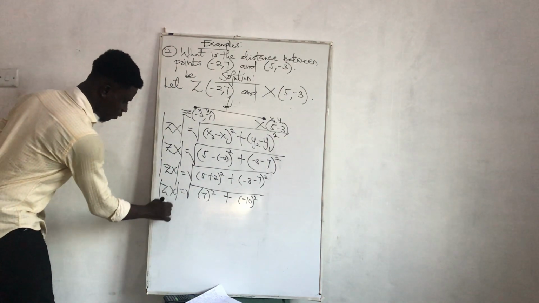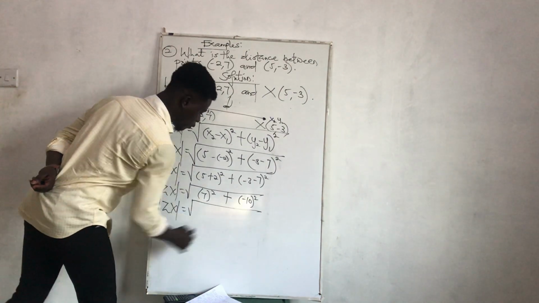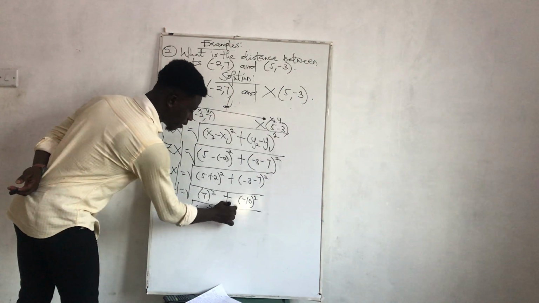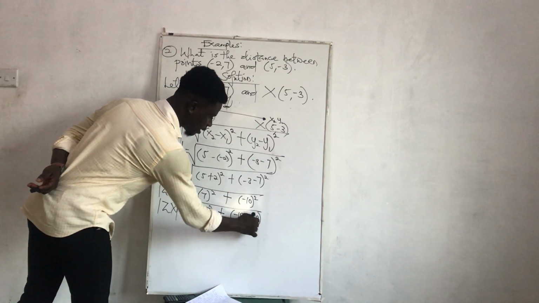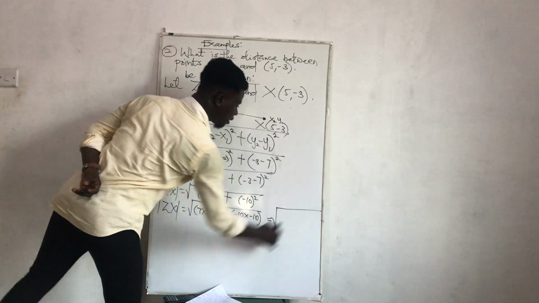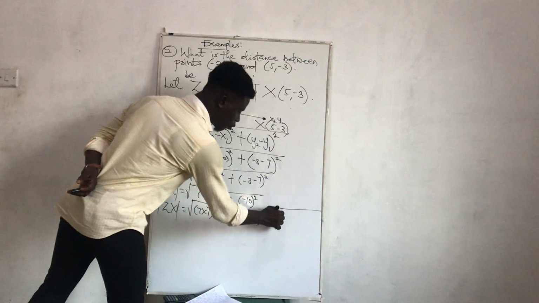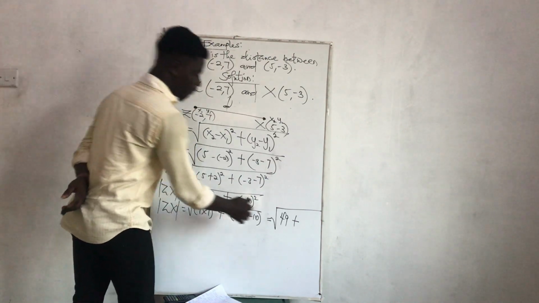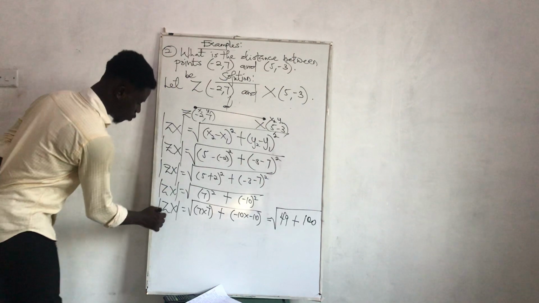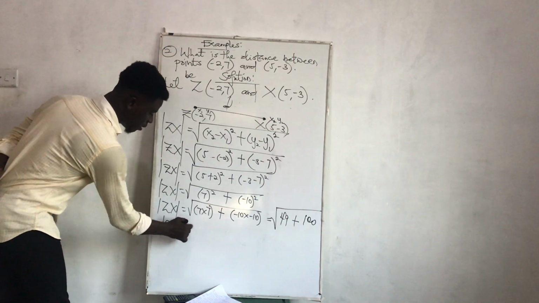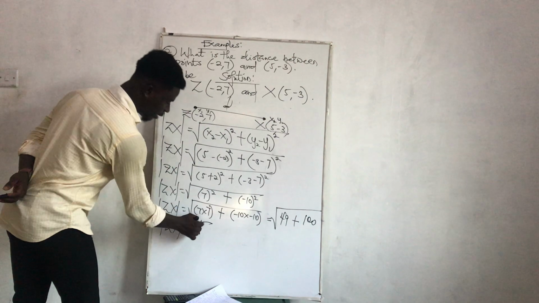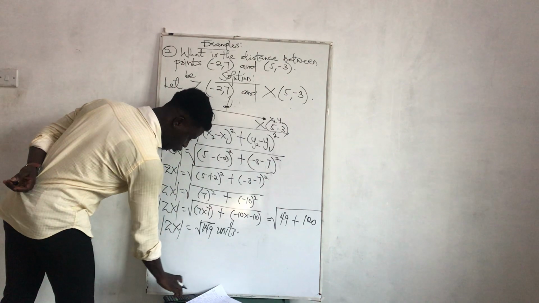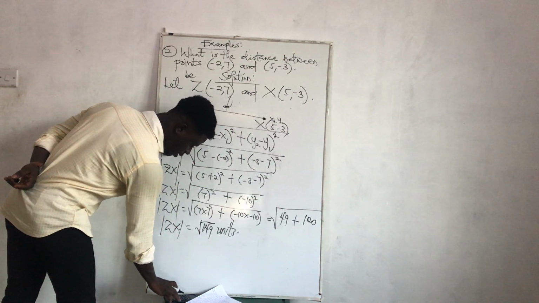So I have the length of ZX, which must be equal to the square root of 7 squared, which gives 7 times 7. Then plus, here I'll get minus 10 times minus 10. So we have 7 times 7, which gives 49. Then plus negative 10 times negative 10, which gives 100. So the length of ZX must be equal to the square root of 49 plus 100, which is 149 units. You can punch your calculator for the square root of 149 units.